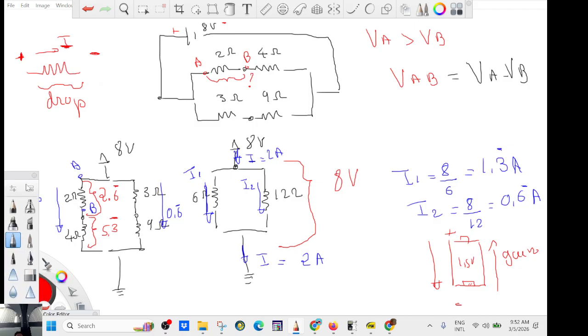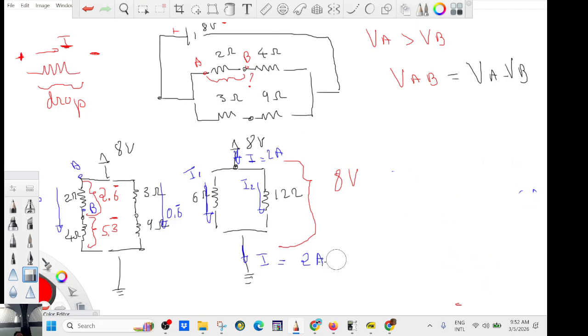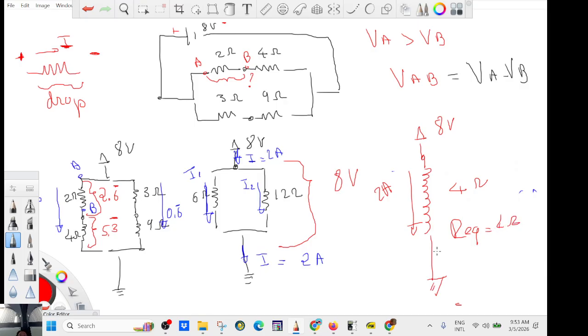So you're going to have something like this for the final. And of course you can keep going. If you were to keep going, I can do 8 volt. And then I have a big resistance here, which is 6 to the minus 1 plus 12 to the minus 1, all to the minus 1, which is 4 ohms. And 8 divided by 4 will be 2 amps. So the equivalent resistance is 4 ohms.